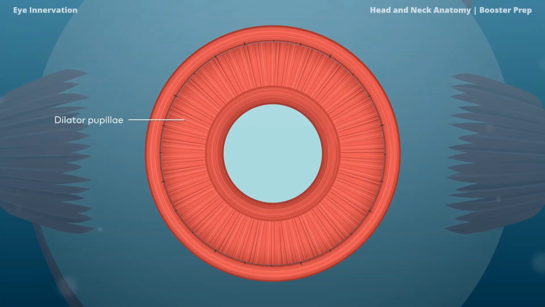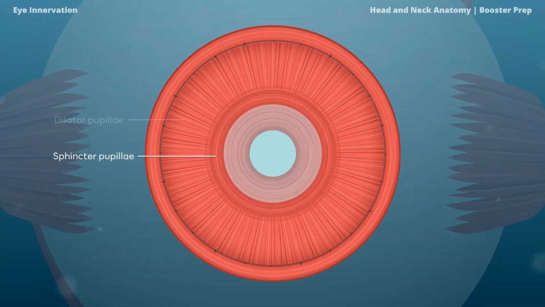So next we're going to talk about the sphincter pupillae, which is kind of the opposite of the dilator pupillae in the sense that it constricts the pupil. This is innervated by the parasympathetic short ciliary nerve fibers of the oculomotor nerve, which is cranial nerve 3. This also makes sense because in a parasympathetic rest and digest scenario, we require less light and can constrict our pupils.